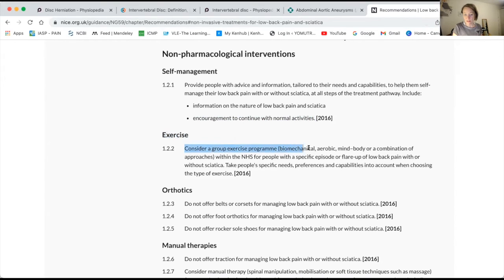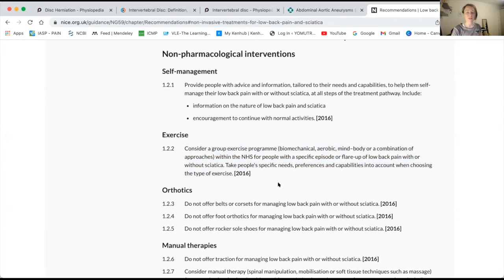1.2.2, consider a group exercise program, biomechanical, aerobic, mind-body, or a combination of approaches within the NHS for people with a specific episode or flare-up of low back pain with or without sciatica. So ignore the part where it says within the NHS, that's fine. However, what it's saying here is it is safe and effective for your students with a discogenic issue to perhaps do one-to-one yoga with you, and actually then you're going to be helping them heal, which is amazing.